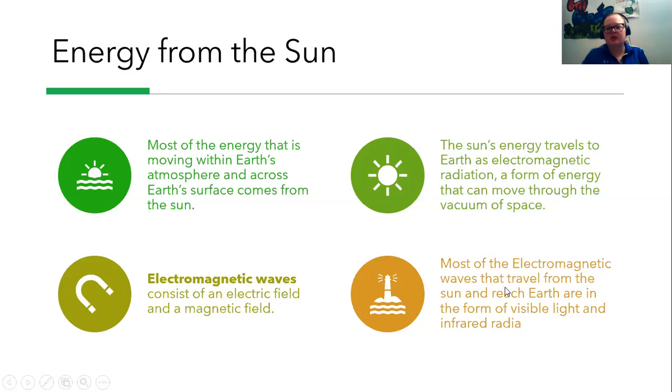Most of the electromagnetic waves that travel from the sun and reach the Earth are in the form of visible light and infrared radiation. That's what that was supposed to say. I don't know what happens to that.